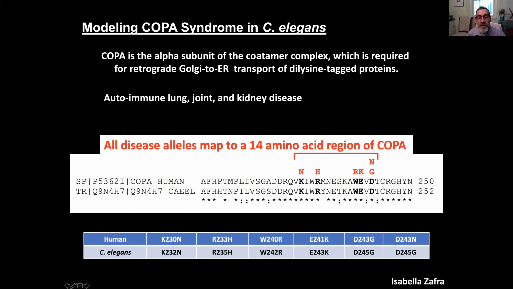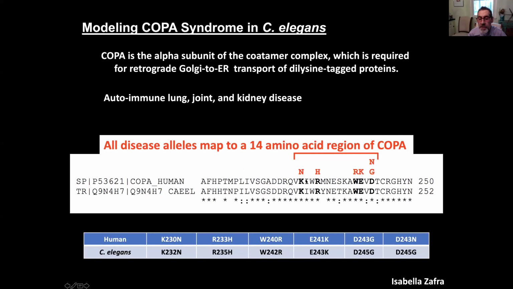And in the third disease I just want to highlight, we've started studying this autoimmune disease called COPA syndrome, which we learned about from attending the Undiagnosed Diseases Program clinical rounds. We had a patient presented there, and that interested Isabella in my lab to pursue COPA. COPA is the alpha subunit of the coatomer complex, which is required for retrograde Golgi to ER transport of dilysine tag proteins. This is an autoimmune lung, joint, and kidney disease.